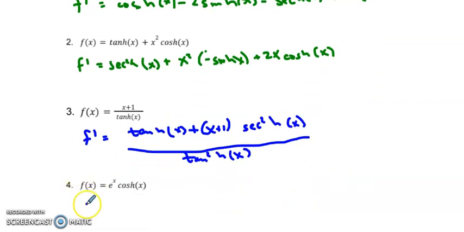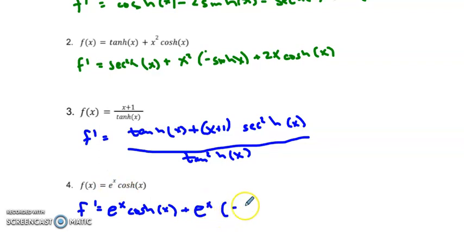And then last but not least, for f prime here, I have a product rule. E to the x goes to itself when you differentiate, leaving cosh intact, and then e to the x, leave alone, and differentiate cosh going to sinh of x. And that's really all you need to know about the hyperbolic trig functions and basic differentiation techniques of them.